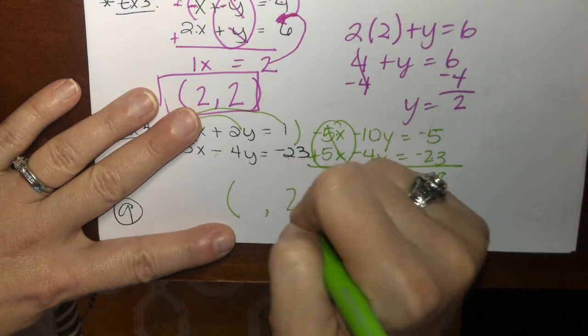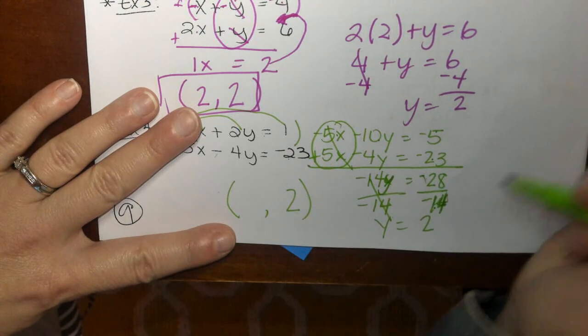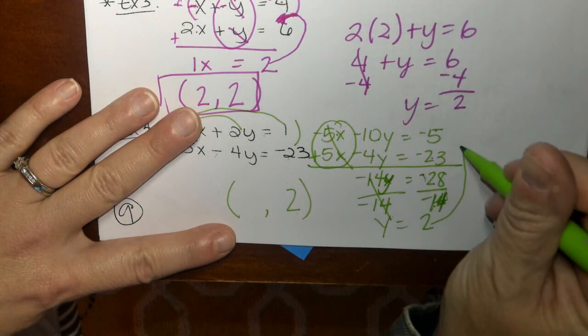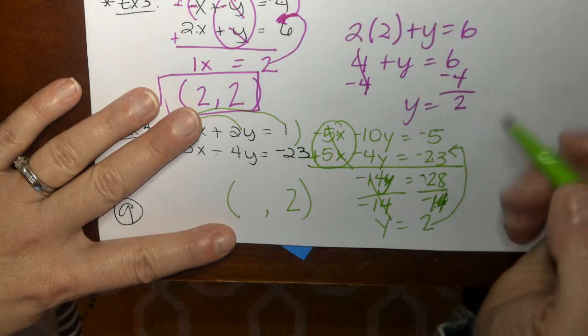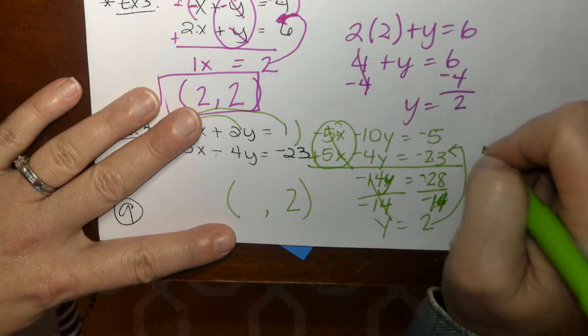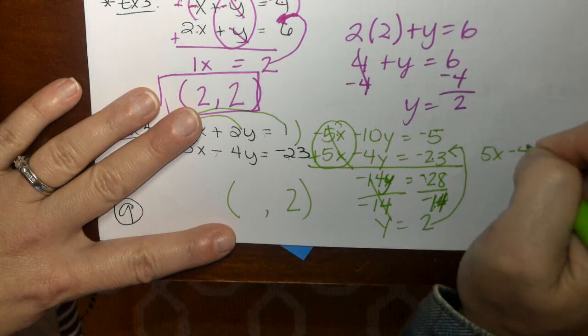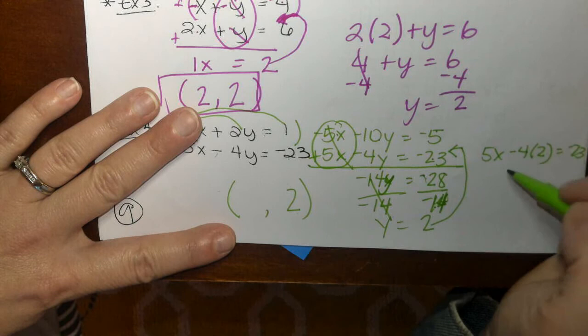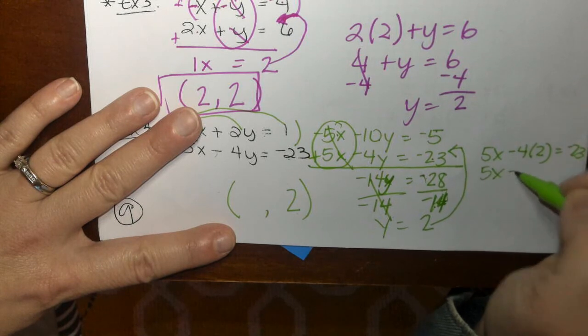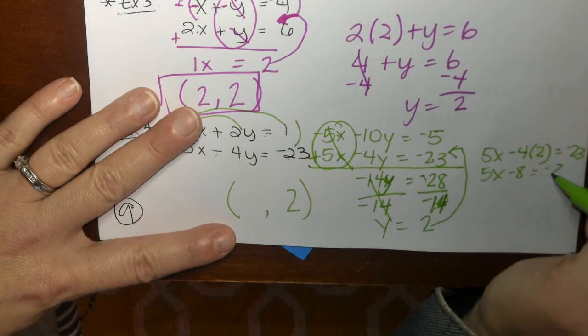So now we know the y part of our answer. We're going to plug this y into the one that we did not manipulate. Okay, that's the second one. So 5x minus 4 times 2 equals negative 23. So 5x minus 8 equals negative 23.